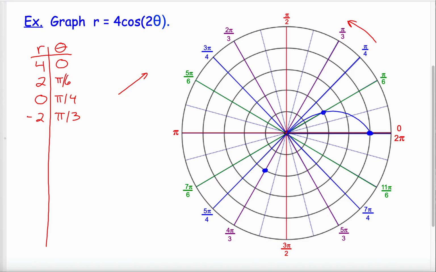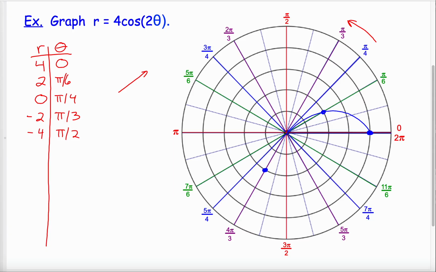Okay, and then I'm going to go to pi over 2. When I plug that in for theta in my equation, I double it, which gives me pi. Cosine of pi is negative 1 times 4 is negative 4. So by the time I'm at pi over 2, I'm way down here when I'm plotting points. So notice these r values are getting more negative as we go, which means my graph was 0 at pi over 4, and now I have negative r values, and we're down there.